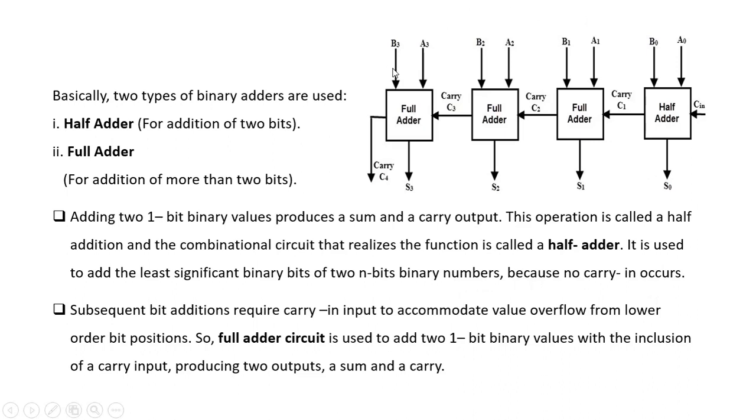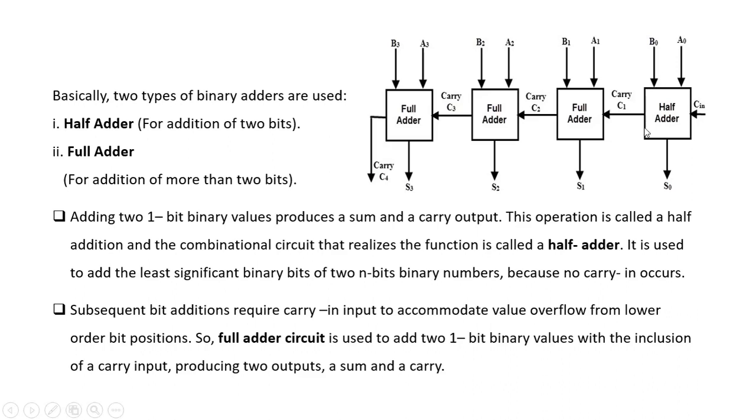So here take an example: these are two 4-bit numbers, A3, A2, A1, A0 and B. So the 4 bits of this A number and 4 bits of this B. When we are adding the LSBs A0 and B0, we will not have any carry input; it will be 0.